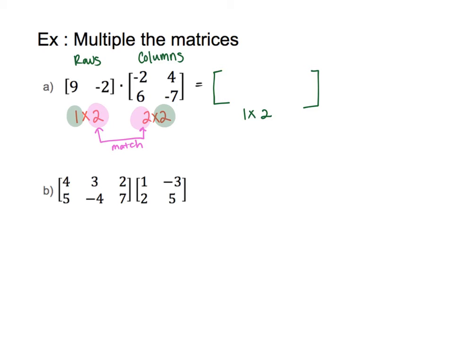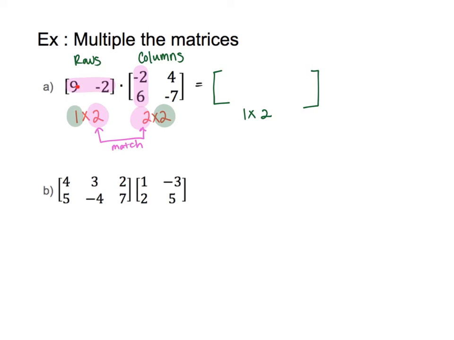So starting with the first matrix, you're always going to take the rows. So I'm going to take the first row and the only row and multiply to the columns in the second matrix. And when you do this, you're going to multiply the first number in this row with the first number in this column. And then you're going to add it with the second number multiplied by the second number in the column. And you keep doing this until you run out of numbers in that row or column.